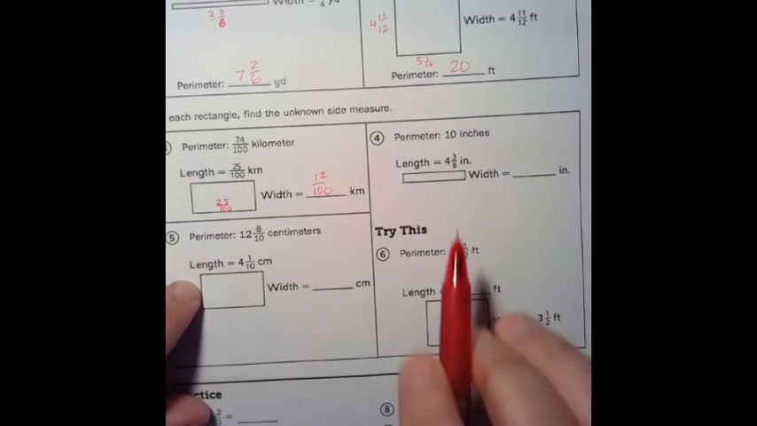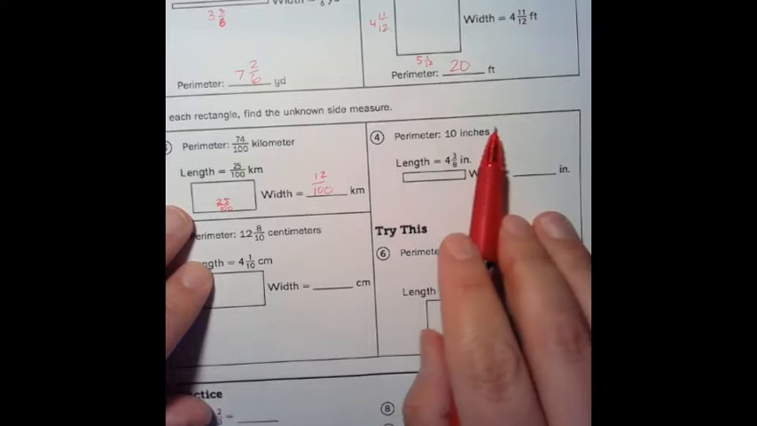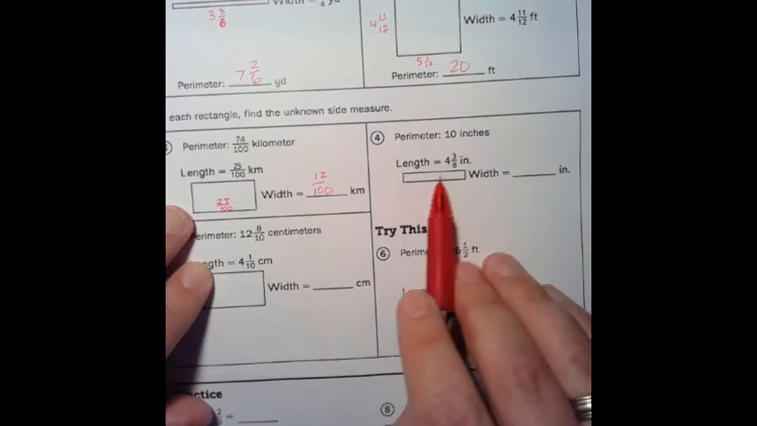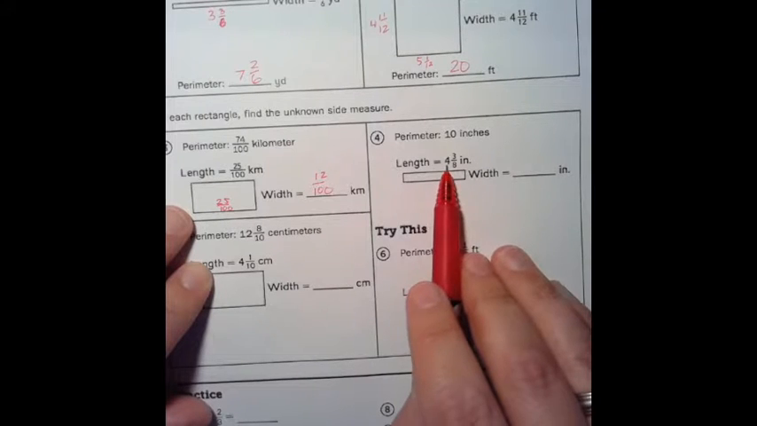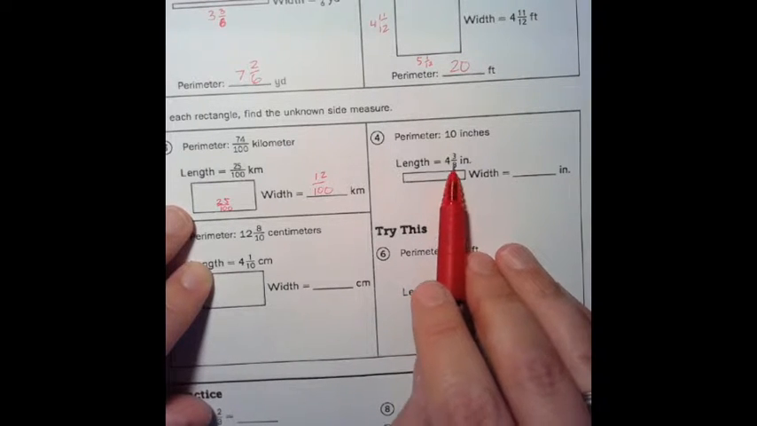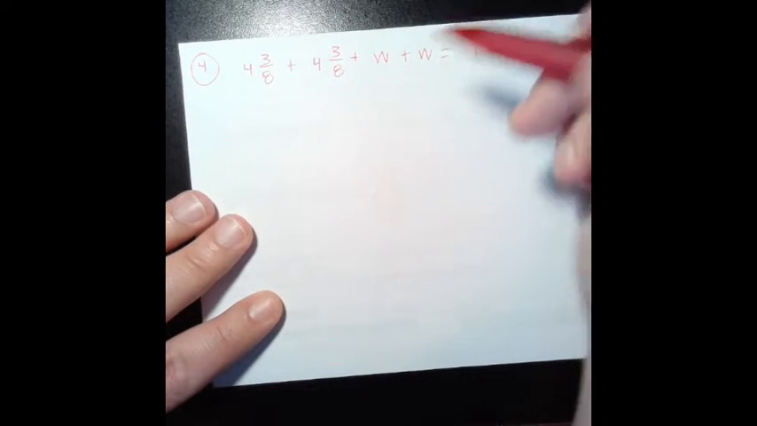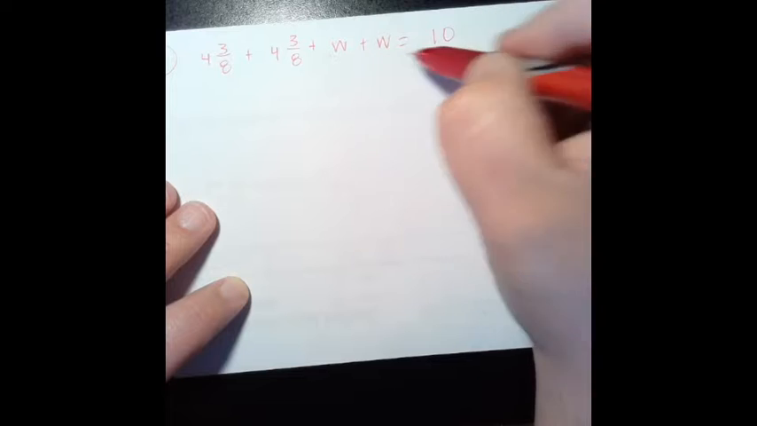Okay, so now in number 4, same idea. We are given the whole perimeter, which is 10 inches. Now we're only given one length, which is 4 3/8. So I broke it down again and went 4 3/8 plus another 4 3/8 for the other side, plus one width plus another width will give me a total of 10, which is our perimeter.